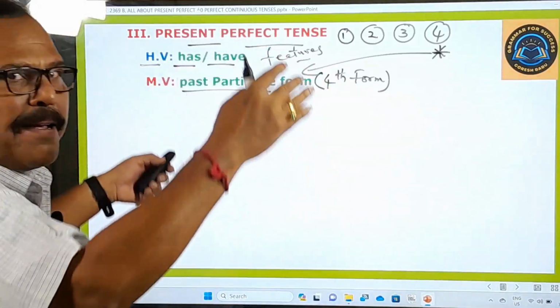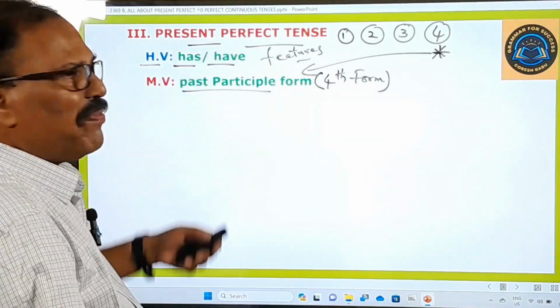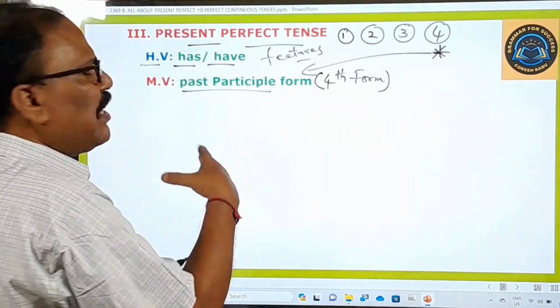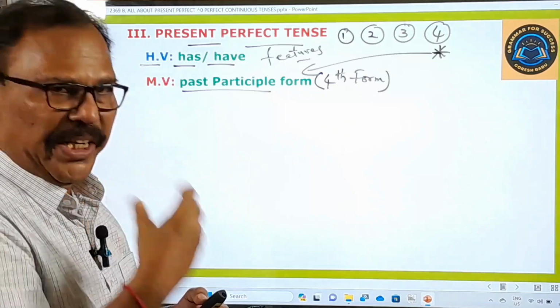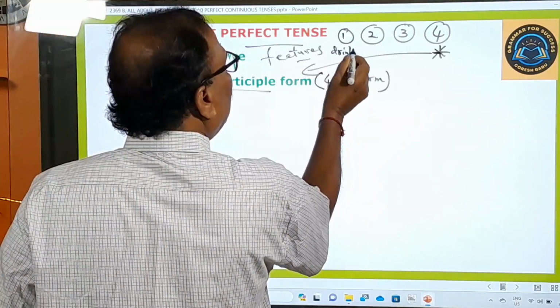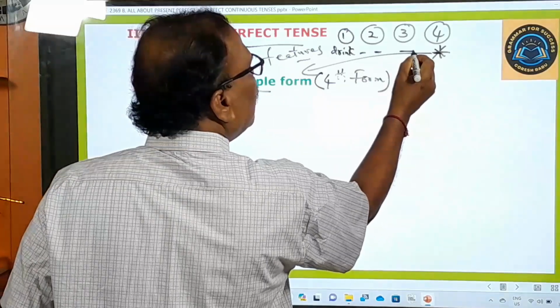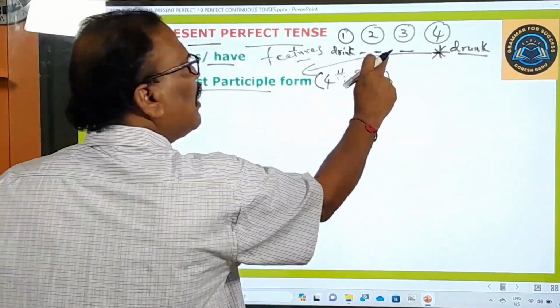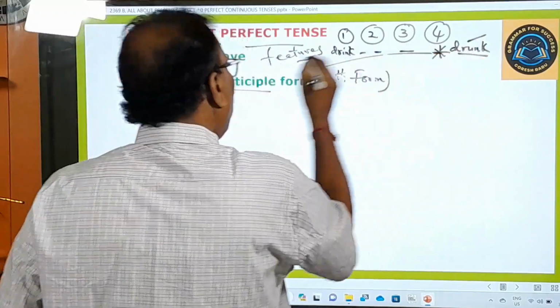And now let us see the shape of the present perfect tense with an example verb. Let us take the example verb drink. What are the forms of drink? Drink, drinking, drank, drunk. So this last form we use in this.